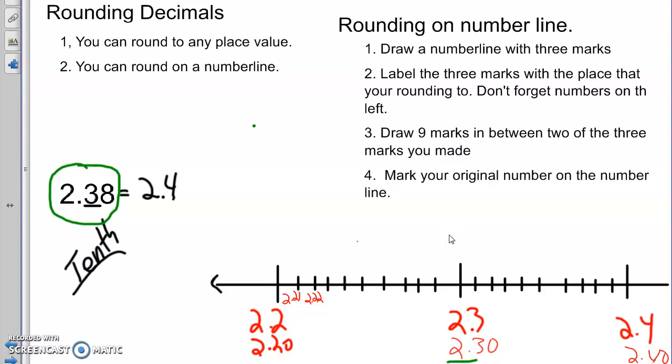All right, you copied down step 3, and now copy down 4. Mark your original number on the number line. This is 2 and 38 hundredths. I think now that we have these numbers written down, you can find it pretty easily. 2 and 31, 32, 33, 34, 35, 36, 37. It's right here. 2 and 38 hundredths.